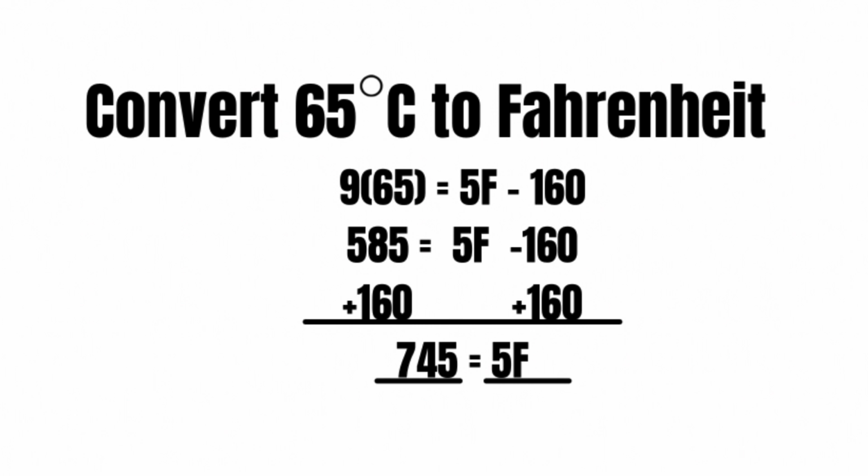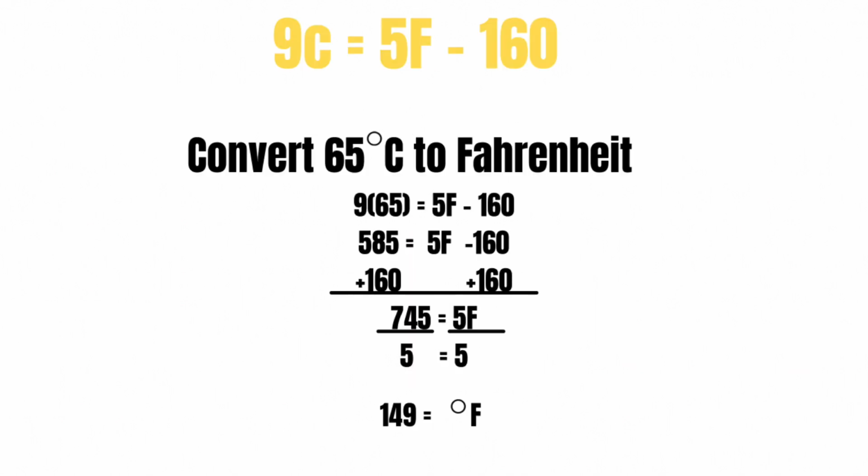So like I said, we have to get Fahrenheit by itself. So I'm going to divide each side by 5. And I will cancel out my 5 to leave Fahrenheit by itself. 745 divided by 5 will give me 149.